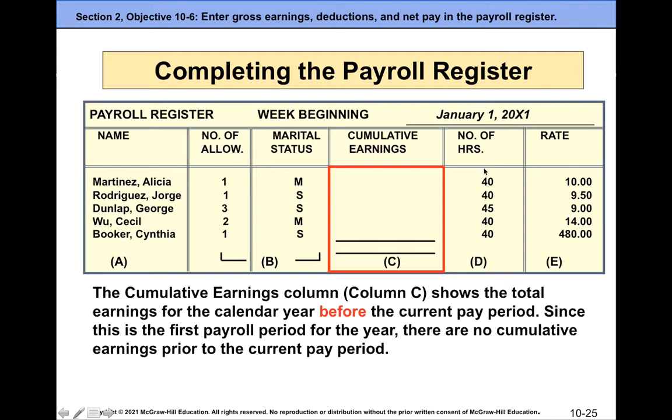I want you to look at this cumulative. Again, we talked about it before. This shows the total earnings for the calendar year before the current pay period. Here it's blank because this is the first payroll period. But starting with the next payroll period, you will have cumulative earnings, and we need to know them to watch for the base. There are 2 bases: the Social Security tax base, $122,700, and also the unemployment FUTA base, which is $7,000.